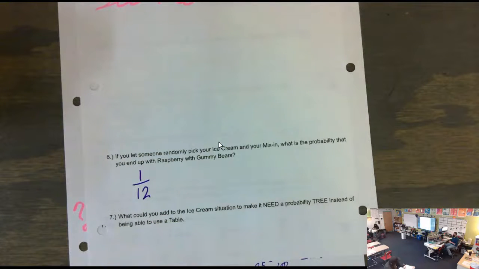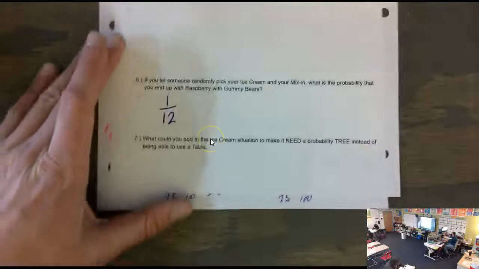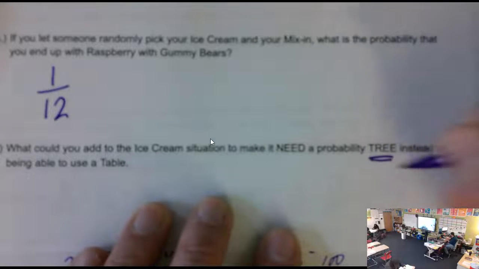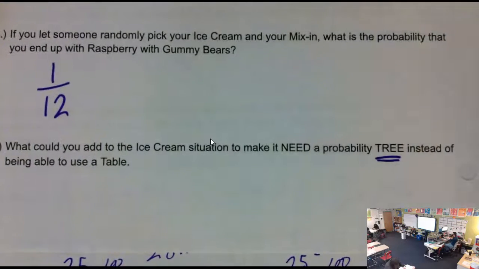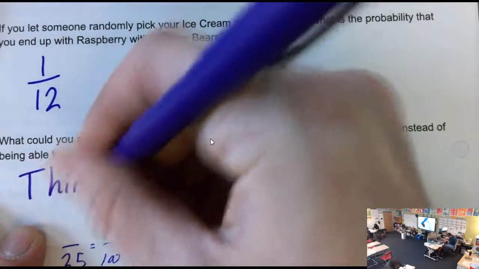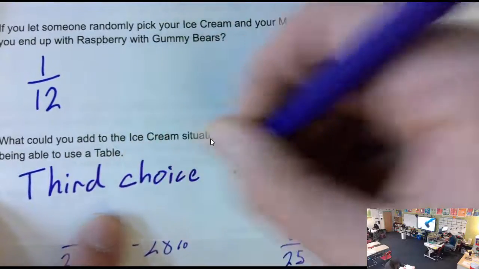Down here in 6, though, the answer you should have had would have been 1/12 because we find out that there are 12 options. And number 7, we all need to look at, because a lot of us got a question mark there, or I wrote say more, or maybe I put see me. Anyone want to jump in to help us out with what would force us, Kylie, what would force us to need to use a probability tree? A third choice we have to make, such as a cone, a third option, or really, guys, we should say a third choice to make.